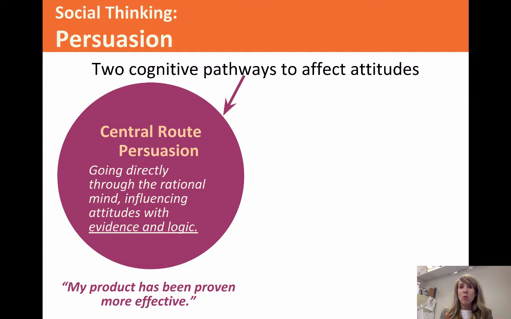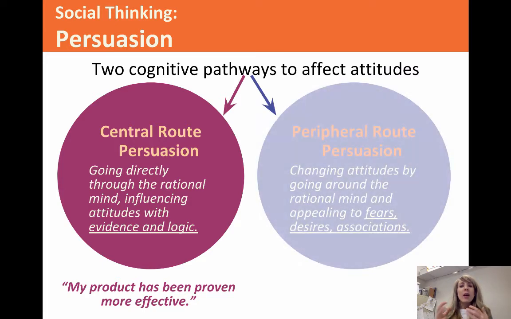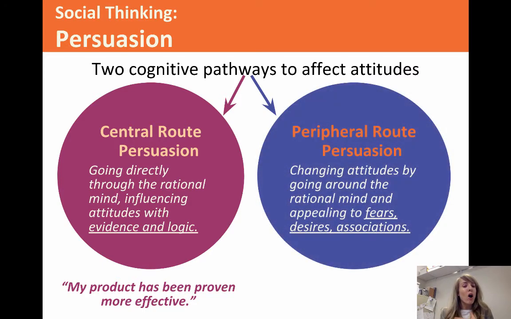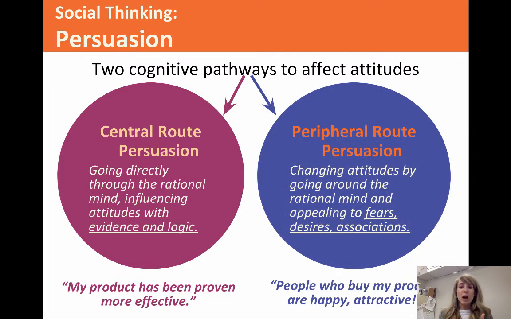Like let's talk about global warming, right? So I give you all the statistics and everything that I can find so that it is a logical, sound argument with good evidence. My other way that I can persuade you, and this is used more often, is through a peripheral route. And what does that mean?